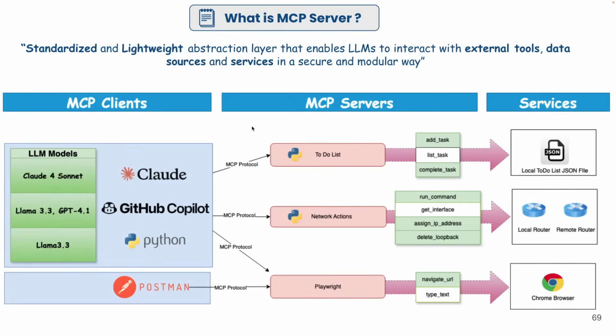In this video, we'll see how to build an MCP server called Network Device Controller, which can run commands, get interface details, assign an IP address to a loopback, and delete loopback interfaces.